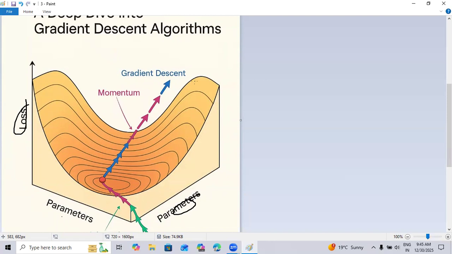Now we know how to calculate errors, but how do we reduce them? We find the errors using backpropagation. Now, how do we handle those errors? For that we have to use gradient descent. This is done using gradient descent.